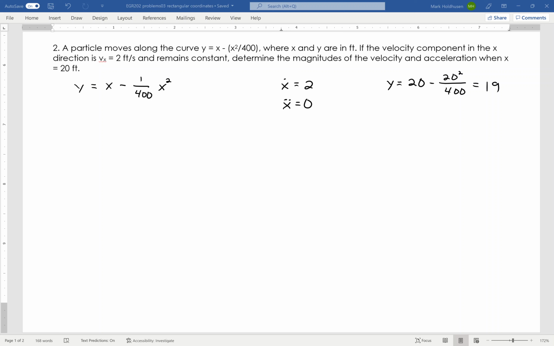Okay, so now that we've got that, we're going to take a time derivative of this first equation. So I go from y to y dot, I go from x to x dot, 400 is left alone, and again I have x squared. So basically that's x times x, okay? So I can say x dot times x plus x times x dot, which again basically equals 2x dot x.